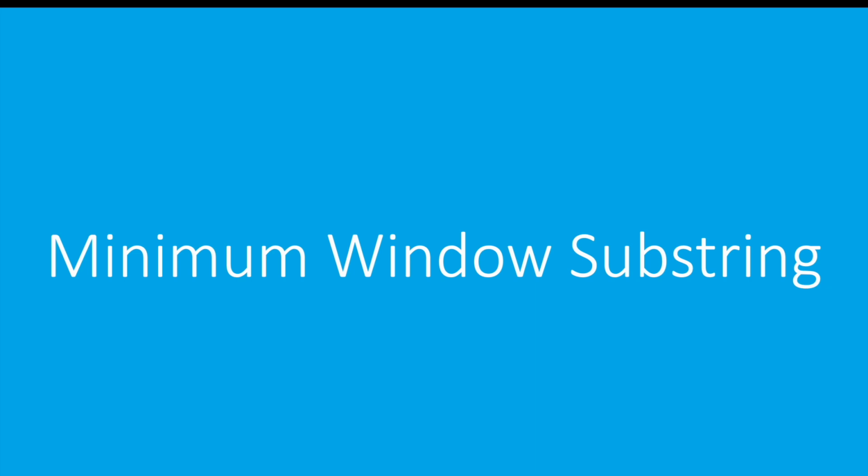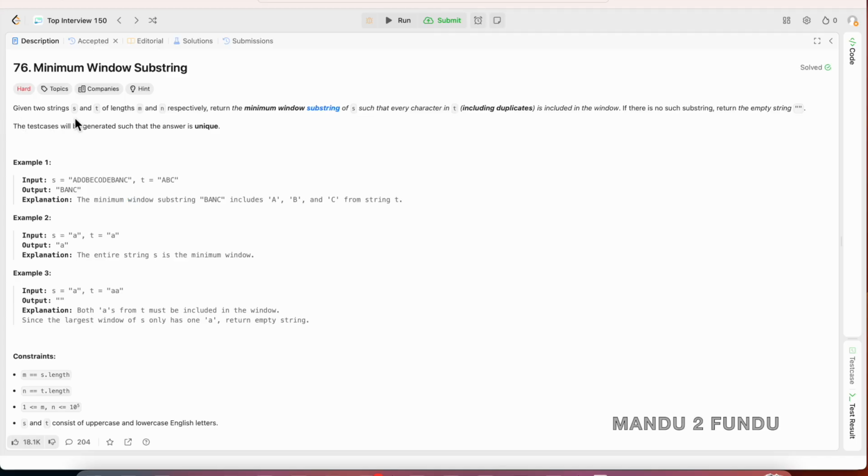In this video, I'm going to discuss the solution for the minimum window substring problem. Let's look at the problem description. We are given two strings s and t of length m and n. We have to find the minimum window substring of s such that all the characters in the substring t are present in that window. If there is no such substring, then we have to return an empty string.